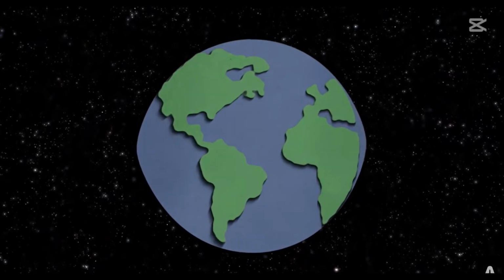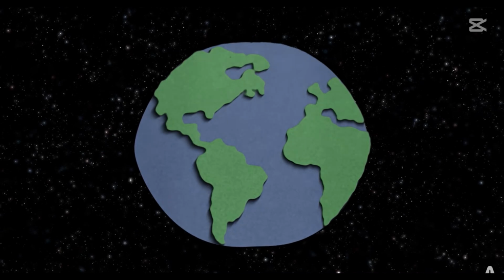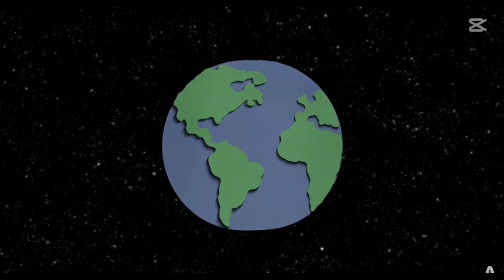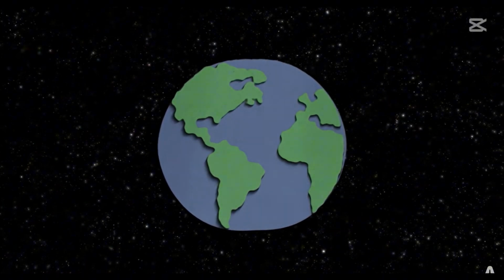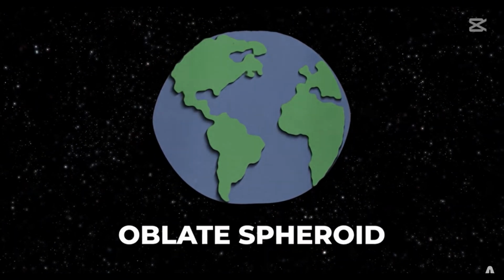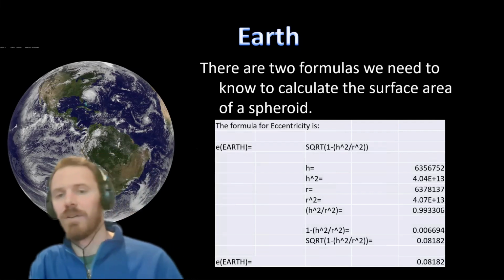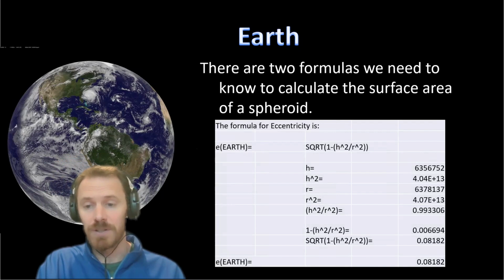Now, Earth bulges. We are about 5 miles wider across the equator than we are pole to pole. Okay. So since we're squashed pole to pole, that makes us oblate. Okay. And we're not a perfect sphere. It's a spheroid. It's an oblate spheroid. Okay. And there are two formulas we need to know to calculate a surface area of an oblate spheroid. We need to know the eccentricity, which in the case of the Earth is 0.0812. The eccentricity is a measure of the flatness of the sphere.